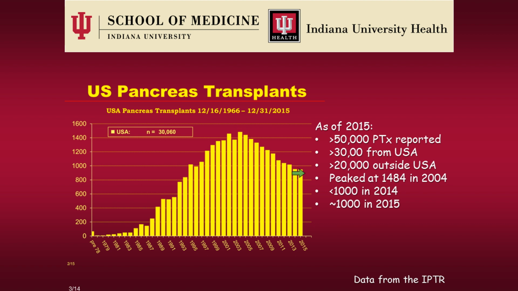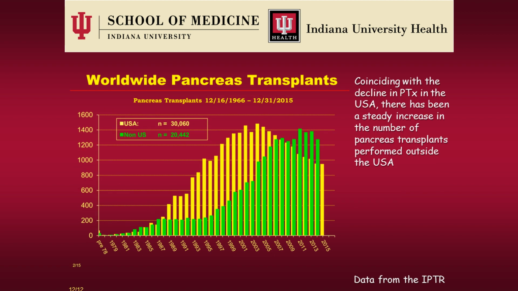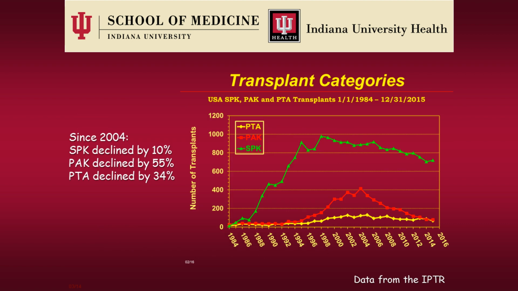So as of 2015, greater than 50,000 pancreas transplants were reported. Greater than 30,000 were from the U.S. Greater than 20,000 were from outside the U.S. The peak was at 1,484 pancreas transplants in 2004. And then since then, we've dropped to where in 2014 we were below 1,000. In 2015, we were almost exactly at 1,000. In the meantime, coinciding with this, outside of the United States, pancreas transplantation has been increasing. So this is really a United States-specific problem at the moment.